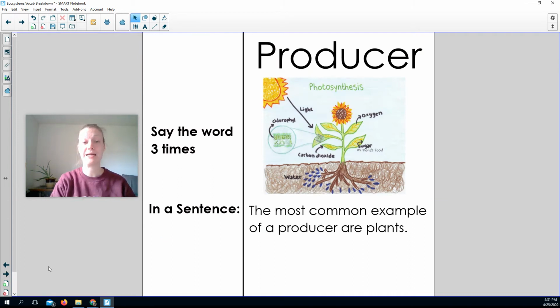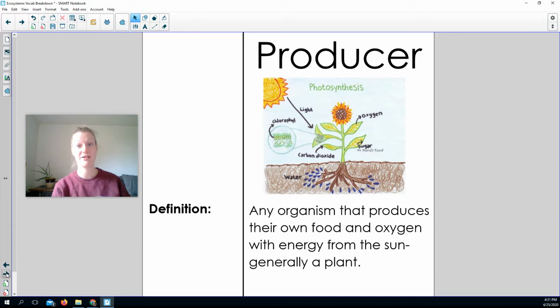Let's say it 3 times. Make sure you're saying it with me. Producer, producer, producer. In a sentence, you might see, the most common example of producers are plants. The definition of a producer is any organism that produces their own food and oxygen with energy from the sun.